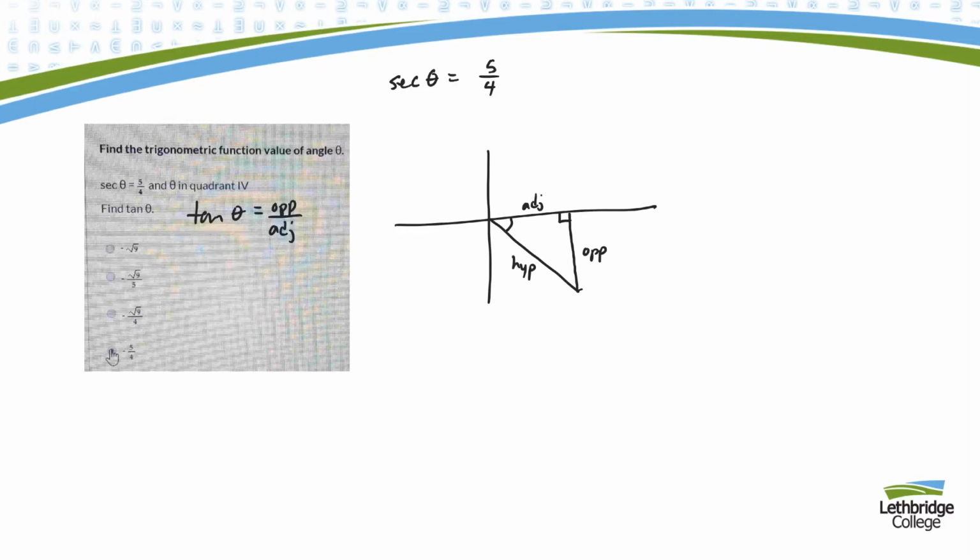Now they tell me that the secant is 5 over 4, so the cosine has to be the reciprocal, so 4 over 5. And since cosine is adjacent over hypotenuse, I know two of the sides of this triangle. I know this side is 4 and the hypotenuse is 5. So if I'm doing my ratio here, I know what the adjacent side is, that's 4, but I don't know what the opposite side is.